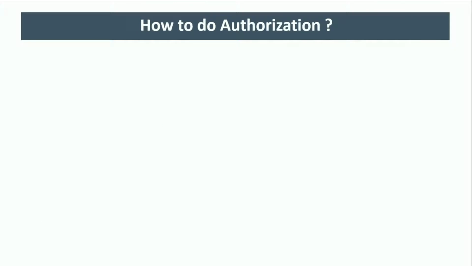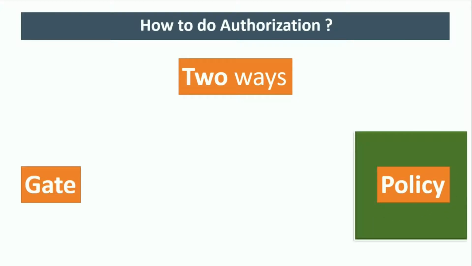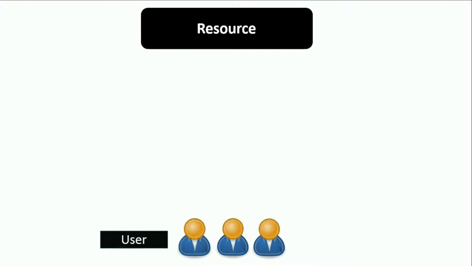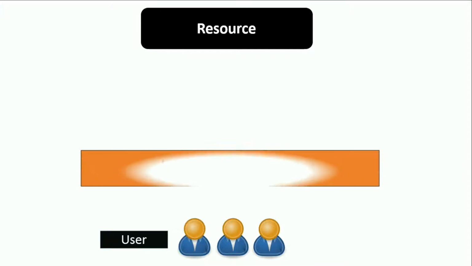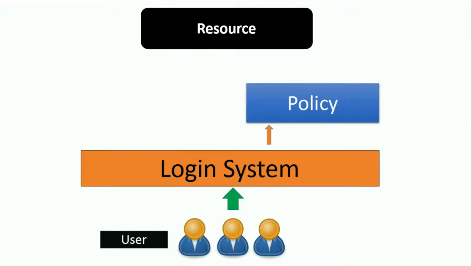So how do we do the authorization? There are two ways: one is Gate and the second one is policy. In this video, I will tell you how to do the authorization by using policy. If the user is logged into the system, then the user can access a particular resource by using the policy. If the policy returns true, then the user can access the resource. If it returns false, then an exception happens.